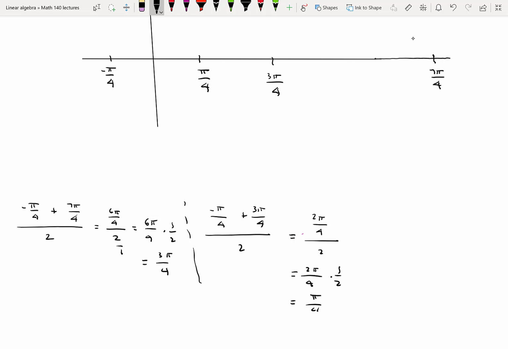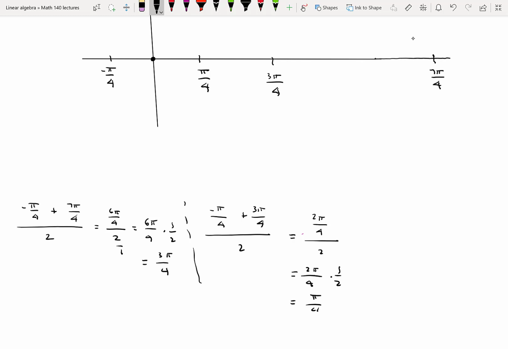So I need to keep going with this. What's the point exactly between negative 1 pi over 4 and positive 1 pi over 4? This one's easy. It's 0. If you want to use the method of adding the left and right and dividing by 2, go right ahead, but you don't really have to. The point exactly between a negative quantity and its opposite is 0. Okay.